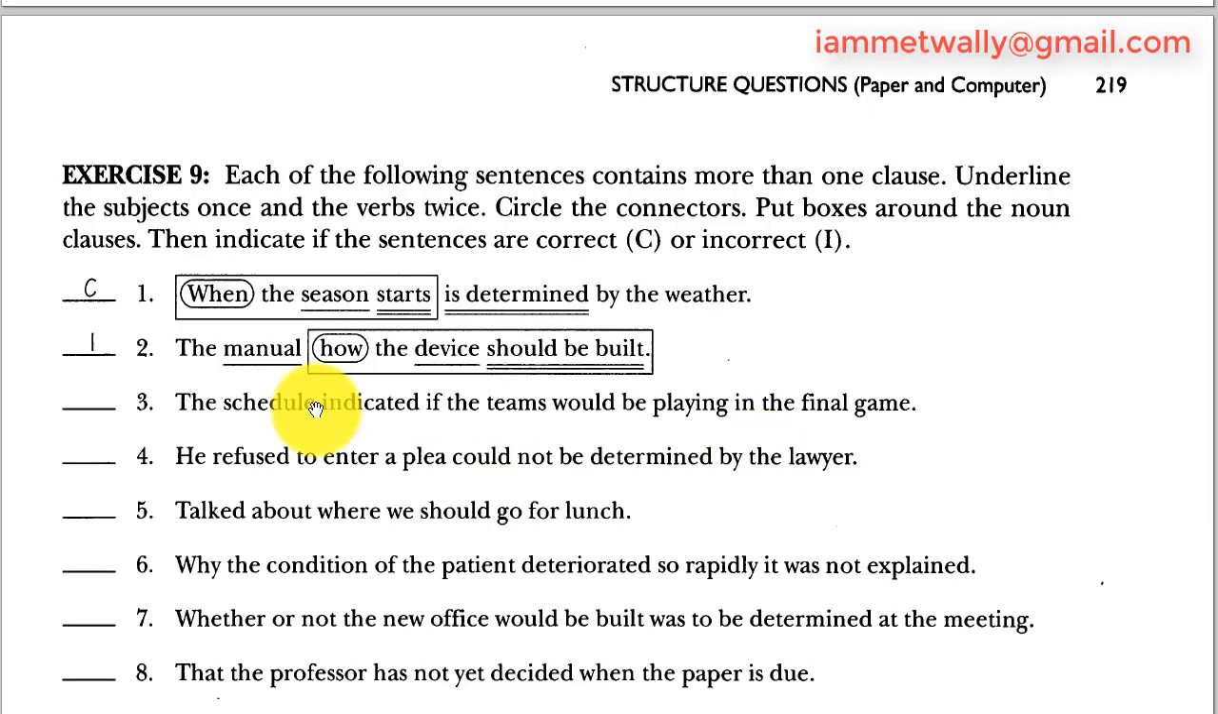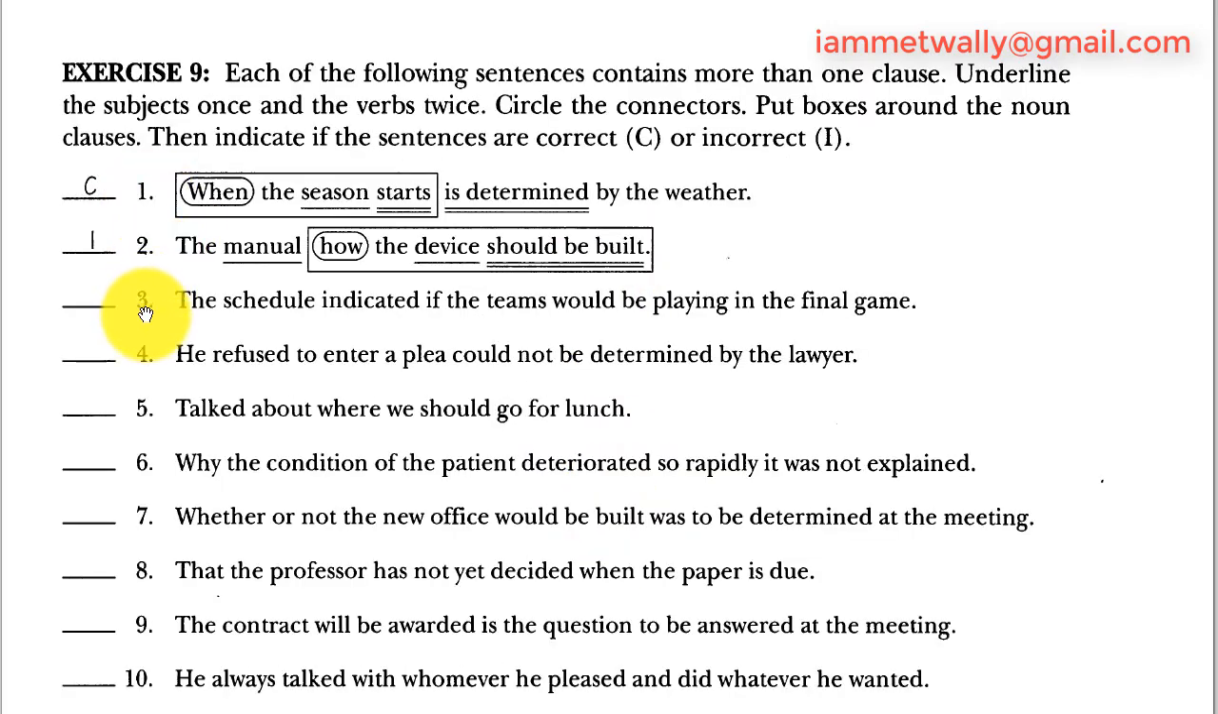Now let's get to exercise 9. Each of the following sentences contains more than one clause. Underline the subject once and the verb twice. Circle the connectors. Put boxes around the noun clause. Then indicate if the sentence is correct, C, or incorrect, I. The first two are solved. Let's see number 3.